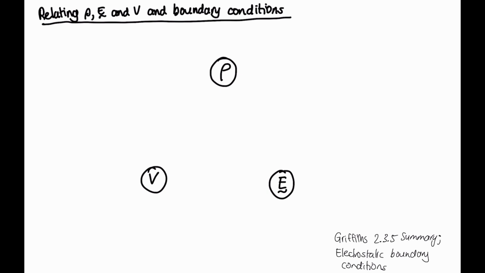So far we've mainly been looking at rho, which is the volume charge density, E, the electric field, and V, the potential. So let's now just summarize how these are related to each other, and then we're going to look at the boundary conditions that apply. Griffiths has a really useful triangle for relating these three quantities. So let's just discuss how, if we've got one, we can calculate the other.